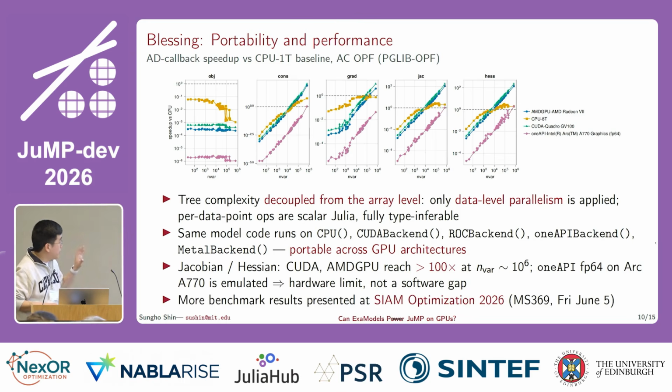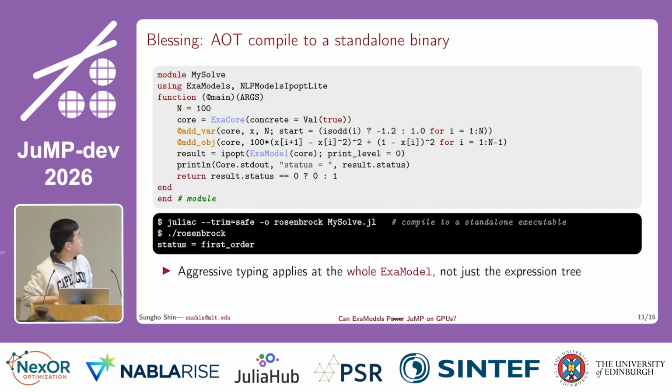More details of the implementation are going to be given at the SIAM Optimization conference. Another great thing is that in the first implementation, we tried to only do this aggressive typing for the expression tree, but we decided to do it also at the ExaModels level. That means you can fully AOT compile this modeling system. This has been quite difficult for Julia language packages, but we were able to get rid of all the type inference that is needed for model creation and evaluation. In this way, we can also fully AOT compile the modeling library.